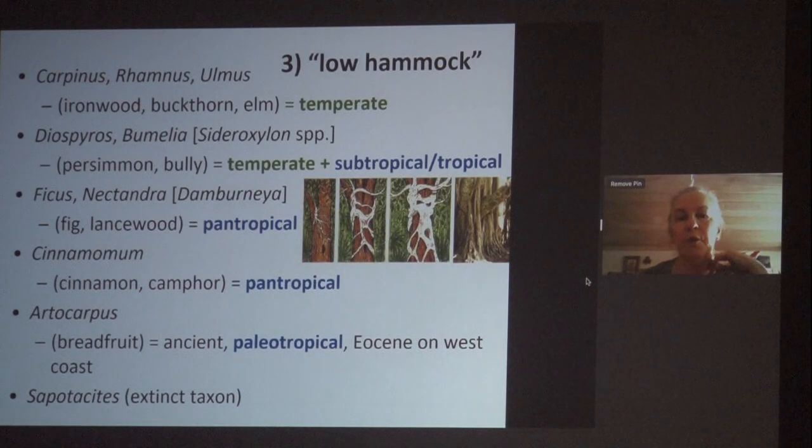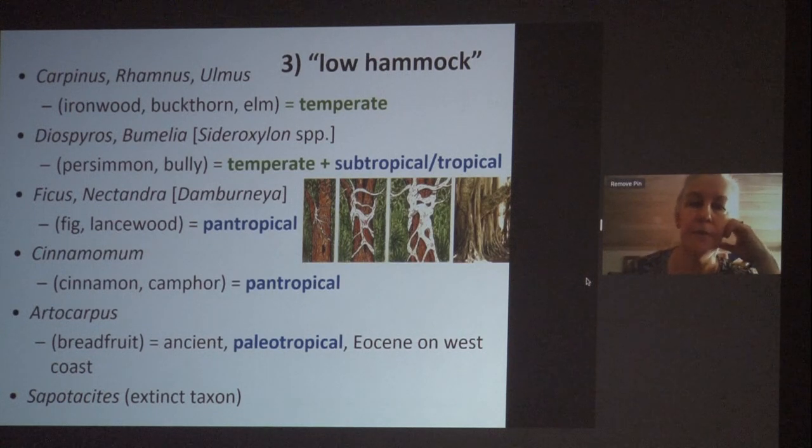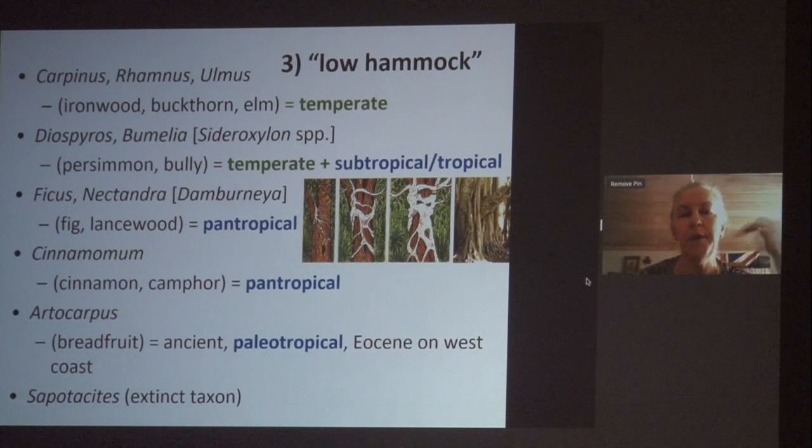He also described a low hammock association based on a whole series of hardwoods, as you see here. So ironwood and buckthorn and elm as temperate elements, persimmon and bully as temperate to subtropical, fig and lancewood, tropical, especially pan-tropical, cinnamomum, pan-tropical. Artocarpus is an interesting paleotropical taxon, but is known from the Eocene on the west coast. And he also describes Sapindites, an extinct taxon.